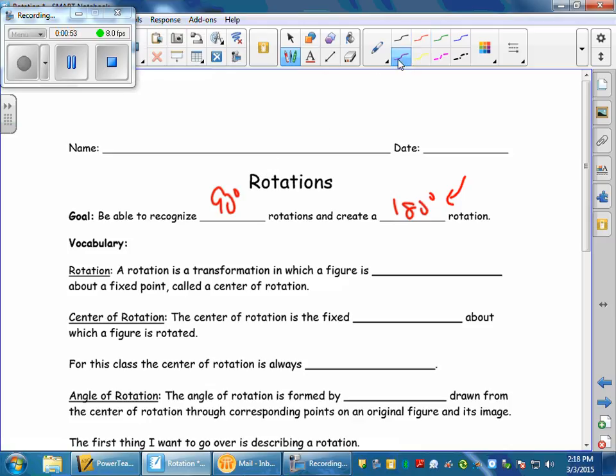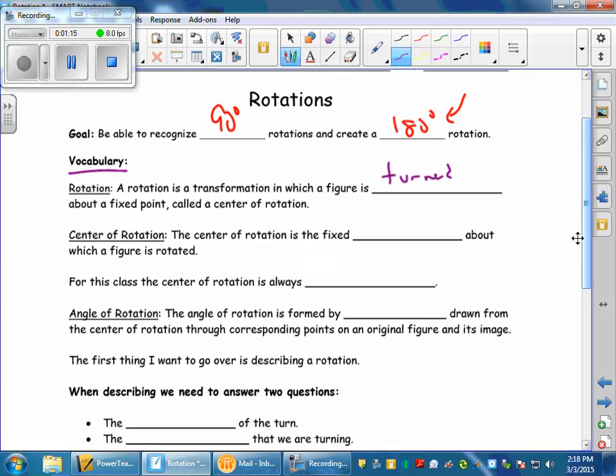So the first thing we're going to talk about is some vocab words. A rotation is just a transformation. Remember how we talked about there's three of them at first, in which a figure is turned. That first day we took that little whistle or whatever that shape was, and I think it was number 3 where we had to turn it.